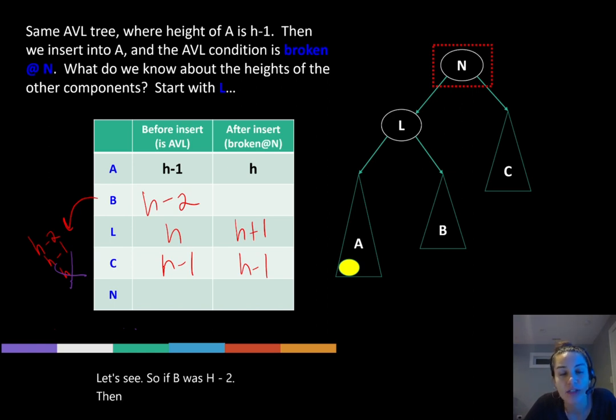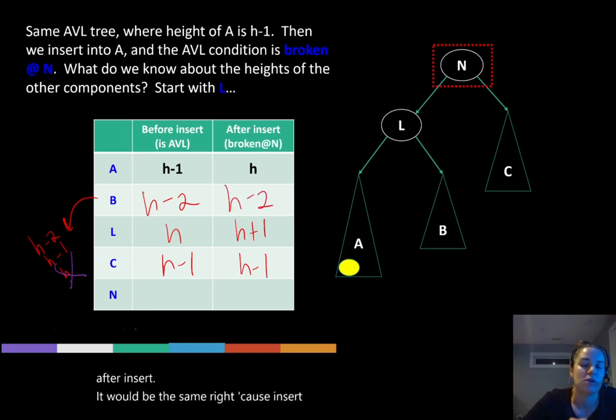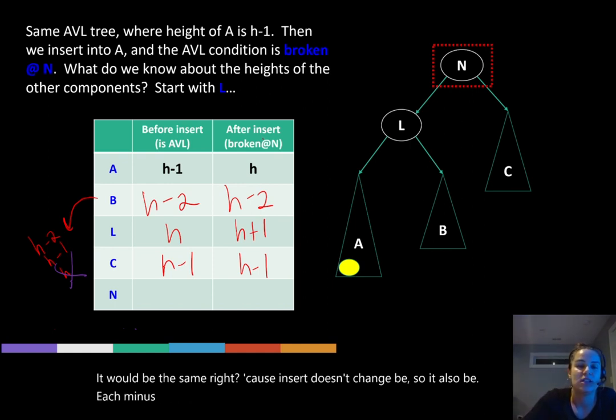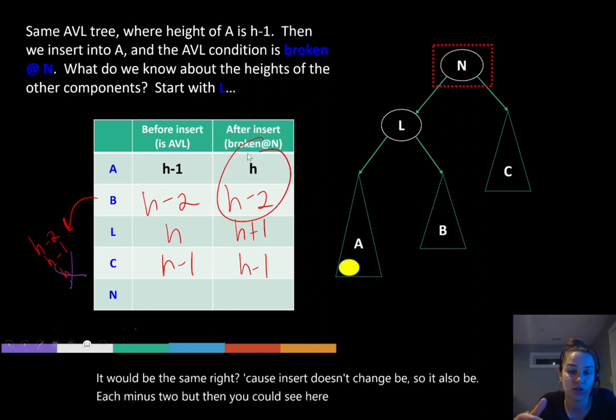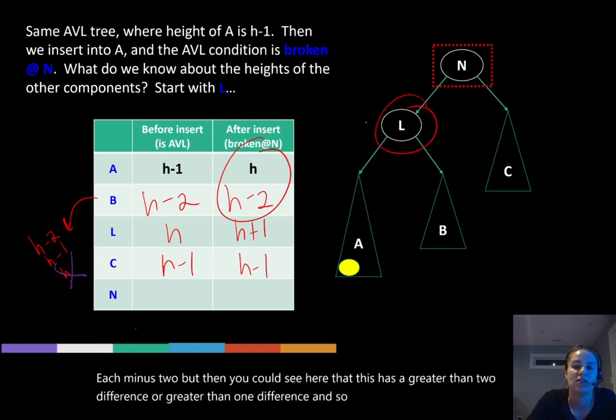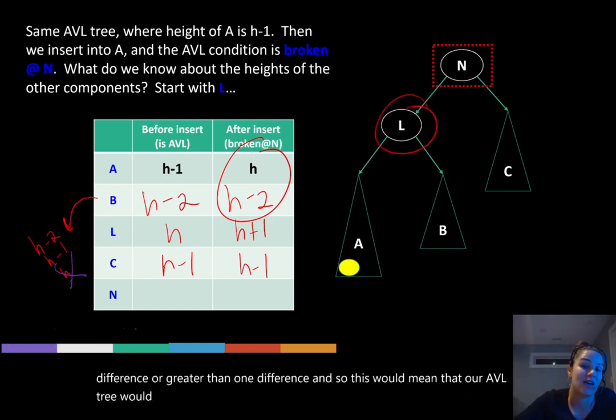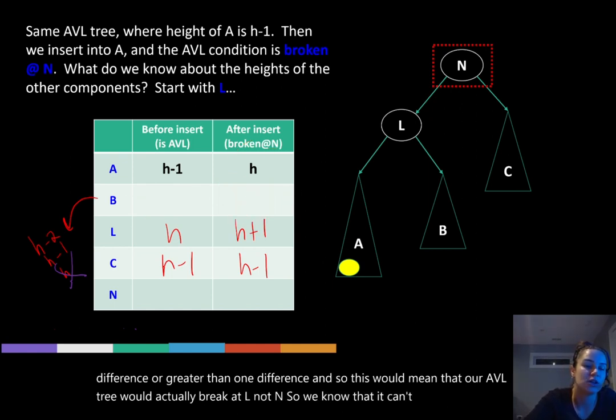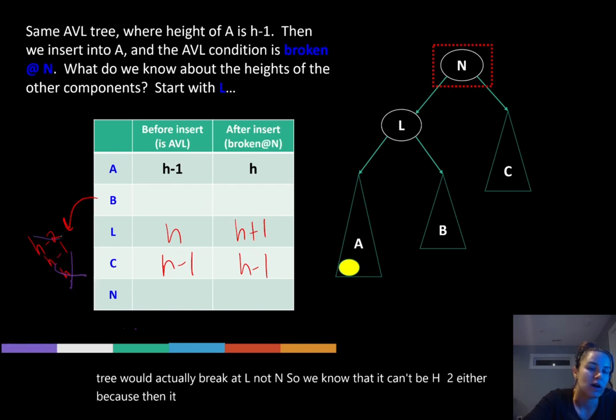after insert, it would be the same, right? Because insert doesn't change B, so it would also be h minus 2. But then you could see here that this has a greater than 2 difference, or greater than 1 difference, and so this would mean that our AVL tree would actually break at L, not at N. So we know that it can't be h minus 2 either, because then it wouldn't break at the right spot.